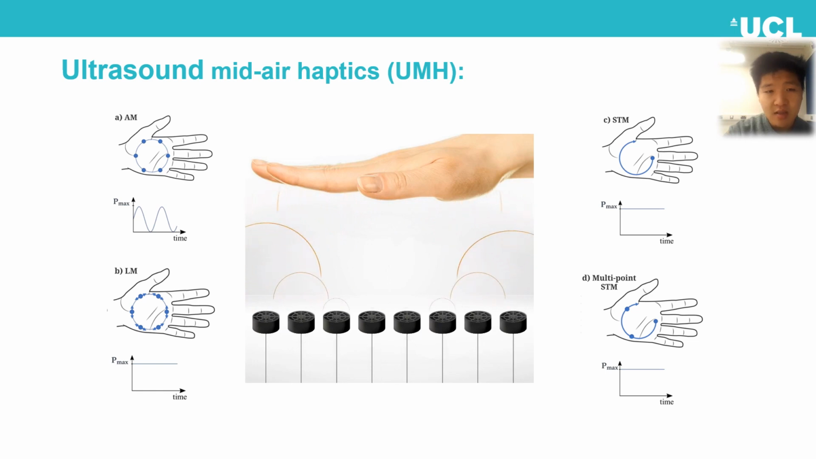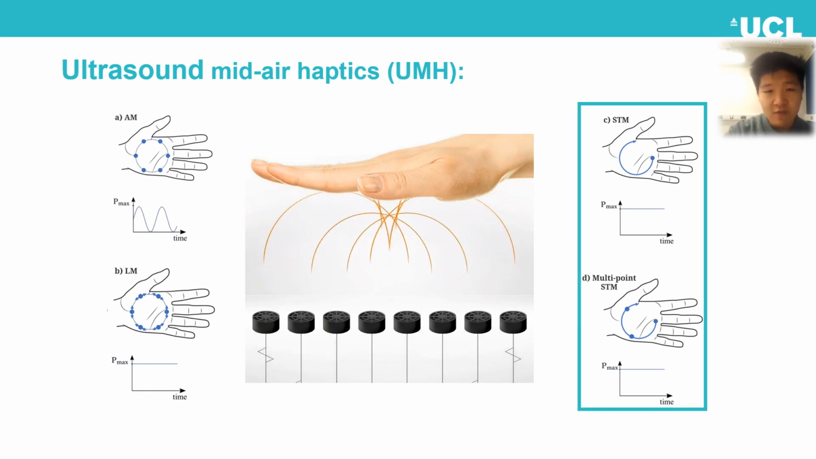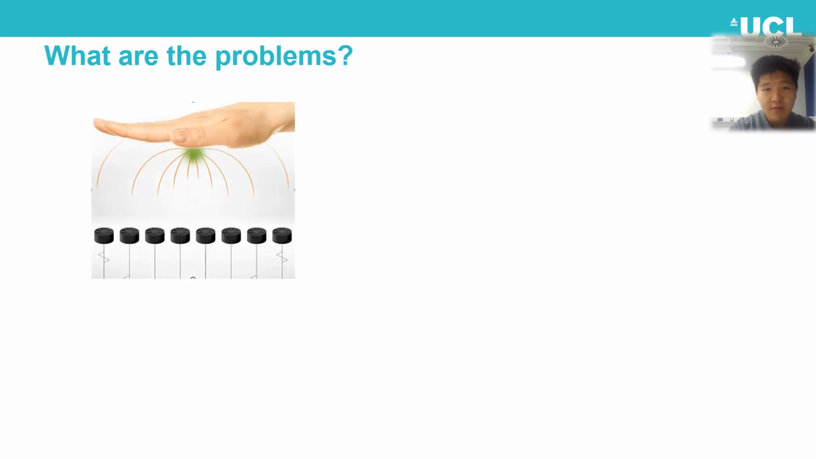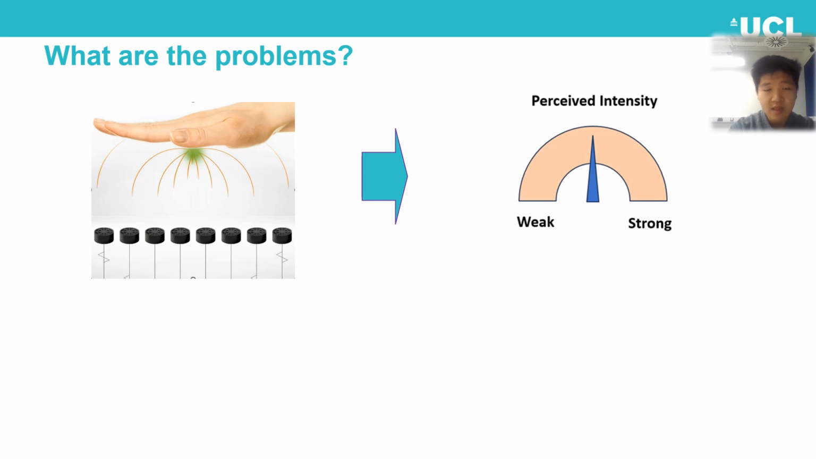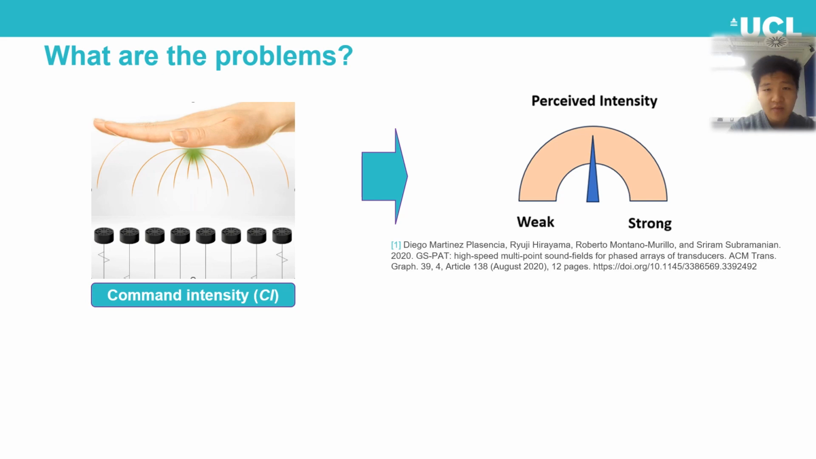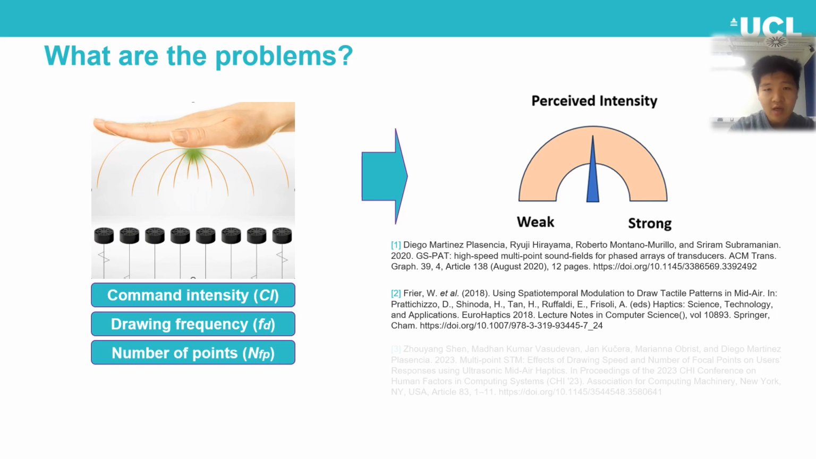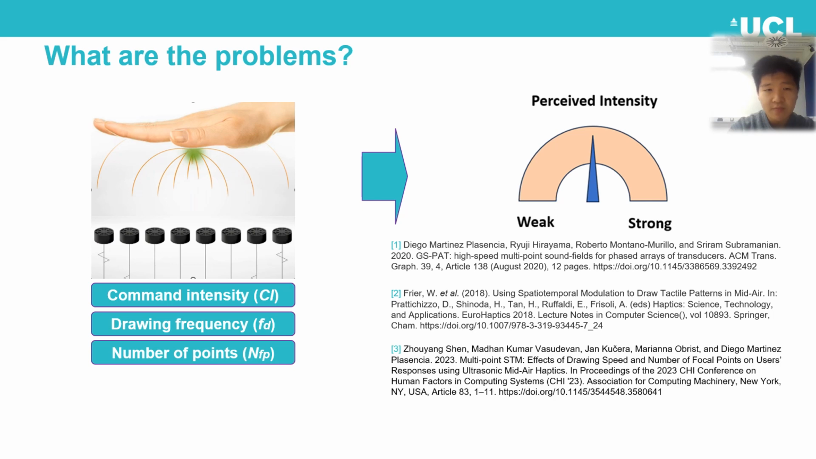In this study, we mainly focus on the spatiotemporal modulation and its advanced version, multi-point spatiotemporal modulation. Many studies have mapped the spatiotemporal modulation parameters directly to users' perceived intensity. This includes the study of the effect of combined intensity used in a stimulus, the effect of drawing frequency, and of the number of focal points on a user's perceived intensity.